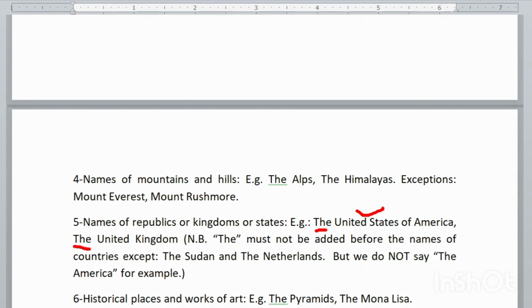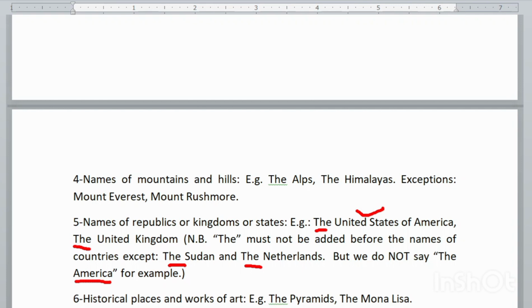The must not be added before the names of countries, except, for example, there are some countries we have to use the before. We have the Sudan, we can use the Netherlands, but we do not say the America. For example, we can't say the Pakistan, we can't say the India.